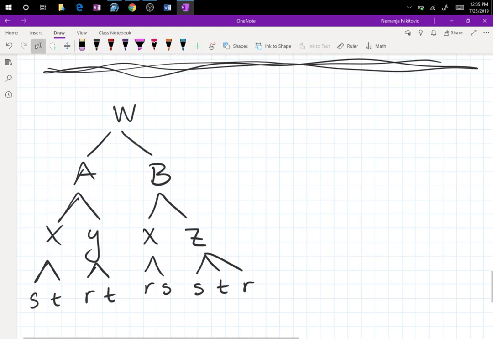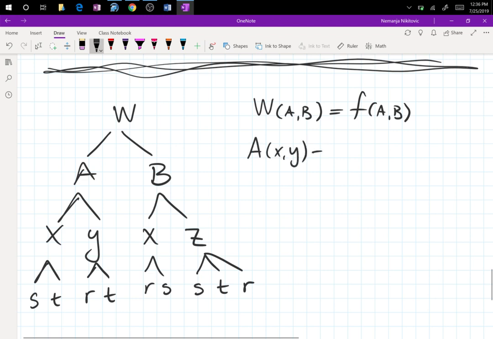Let's say this crazy tree is given to you. Write the functions. I mean, you don't know what the functions are, but you know the shape of them, right? So you just say, okay, w is a function of a and b. a is some function, and now we use g, f is taken, some function of x and a y. b is some function of x and z.